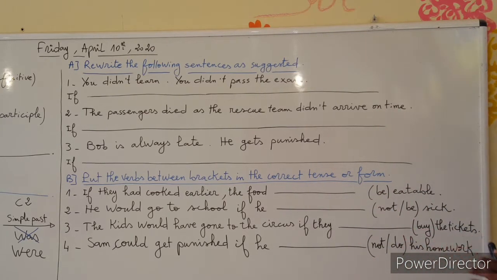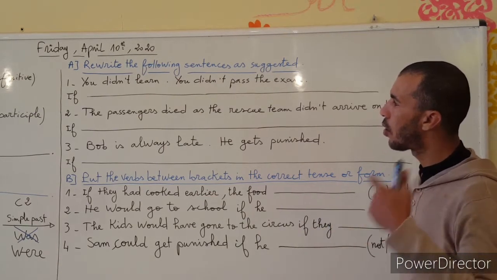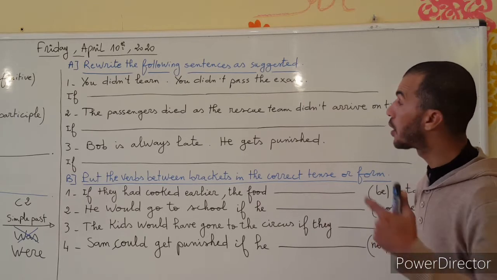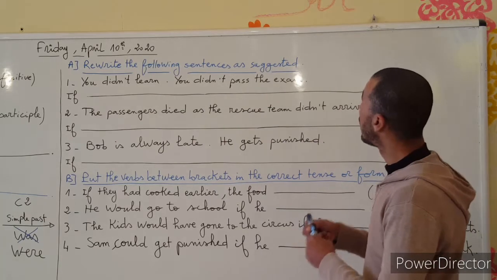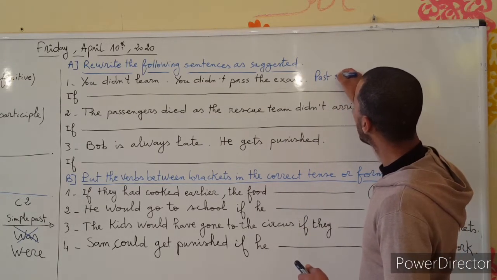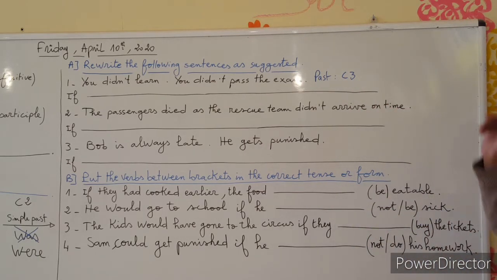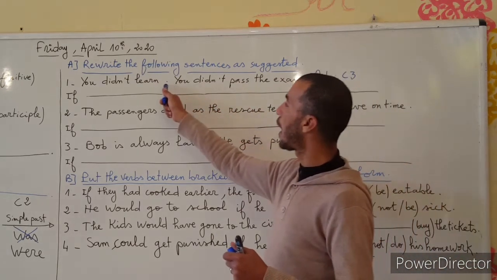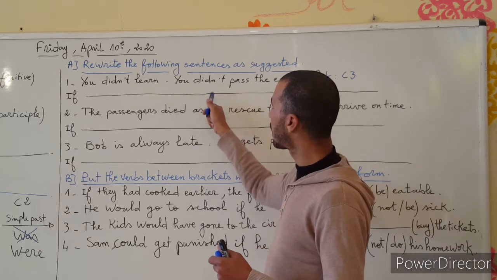For number one, we have: you didn't learn, you didn't pass the exam. First, we have to decide whether this is conditional 2 or 3. According to what? According to the tense of the verb. So you have didn't learn and didn't pass. So generally speaking, this is conditional 3. We don't have because or since or as or but, which means number one stays number one, number two stays number two.